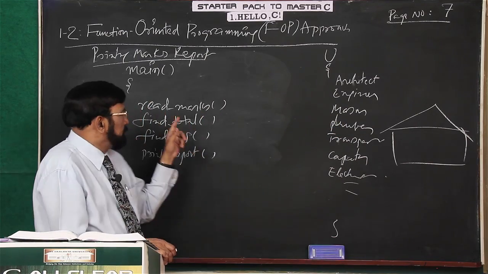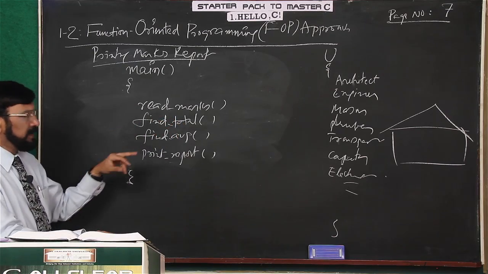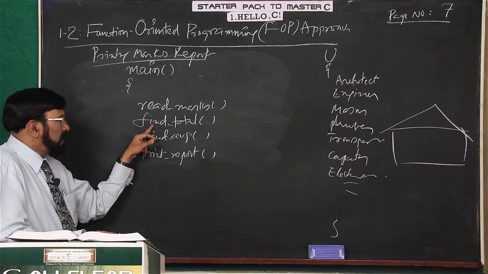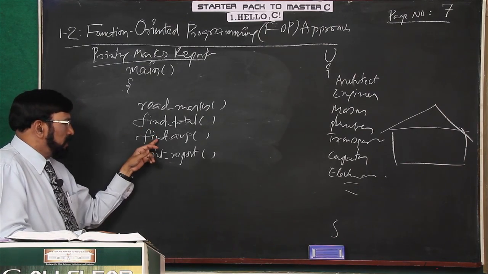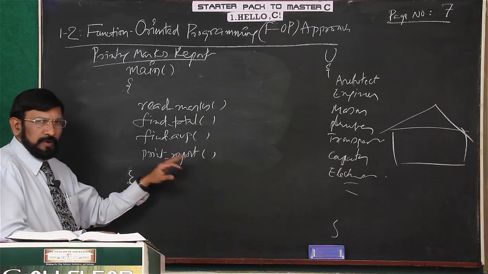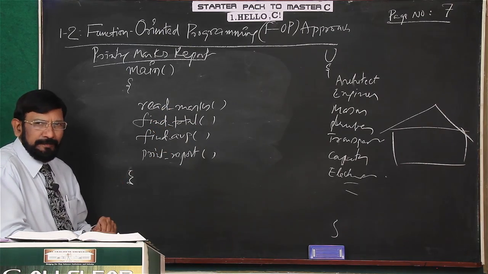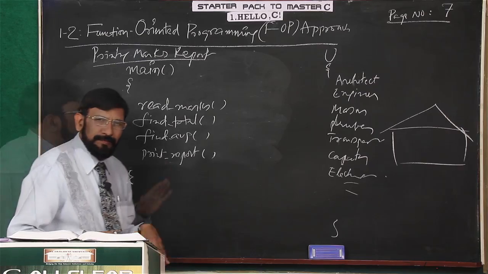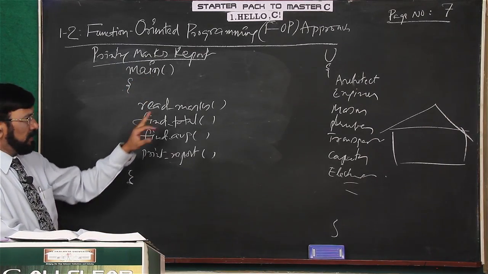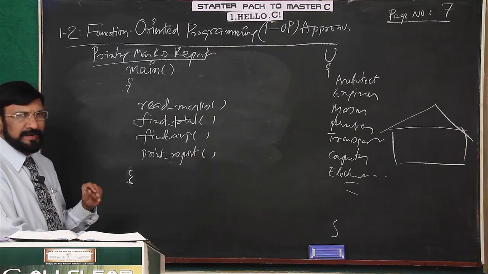Already I explained reading marks. After reading marks, finding total. This is another specialist. After finding total, now finding average. After finding average, print report in a formal manner with all this data, and this is the end of the program. Now main called 4 functions. One is reading marks.